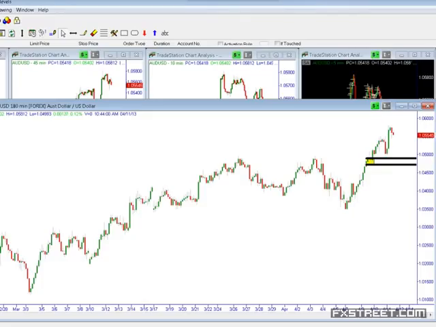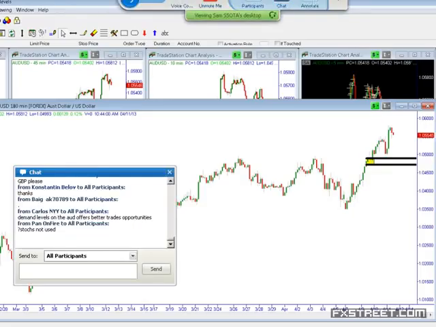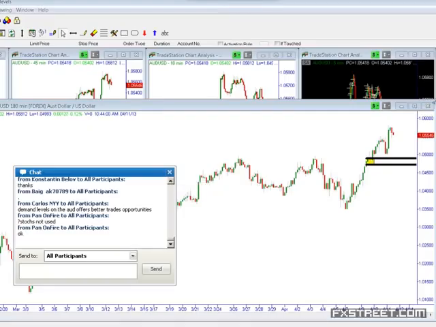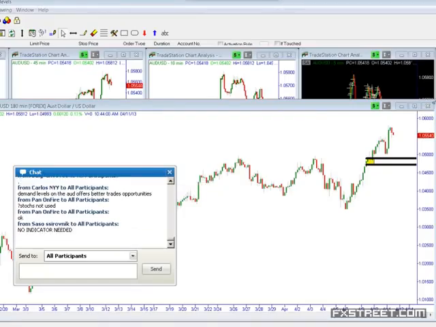No, I don't think you need to use stochastics, Pam. That's a lagging tool, right? If we add any lagging tools to our decision-making process, all we're doing is increasing risk and decreasing reward.